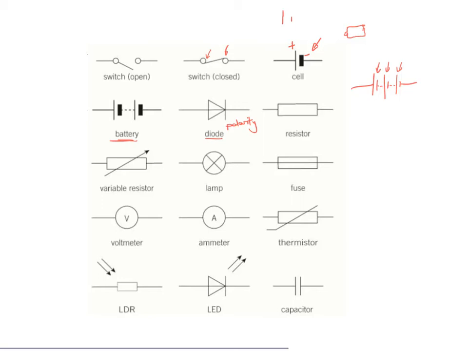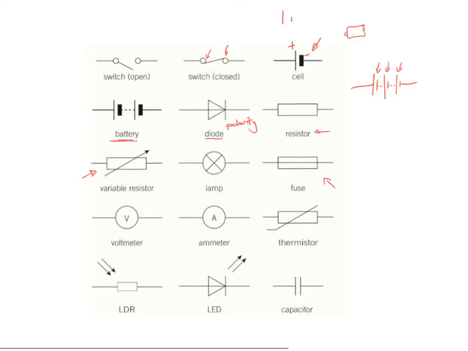We have a resistor, which is simply a rectangle shape. A variable resistor has a line going through it. A resistor increases the resistance in a circuit and decreases current. With a variable resistor, we can vary the resistance and hence decrease or increase the current. A light bulb is simply a lamp, a circle with a cross. You have seen a lot of this in your GCSE, so this shouldn't be that hard.